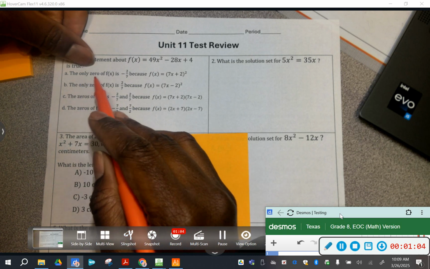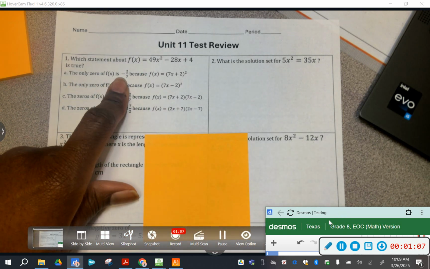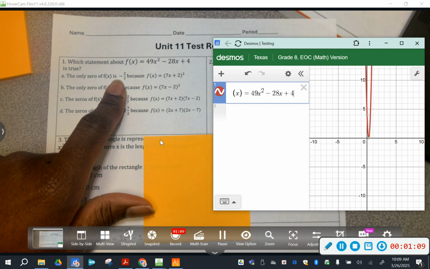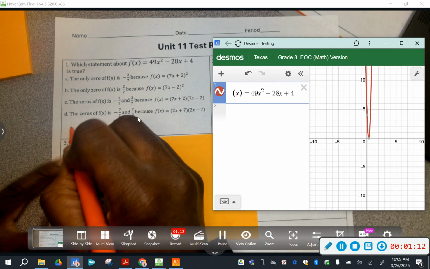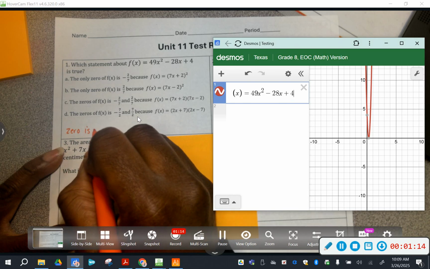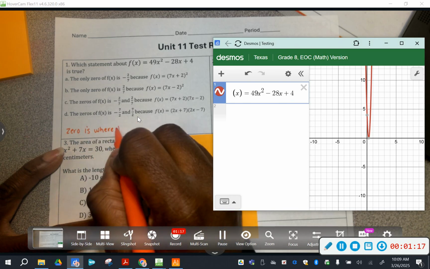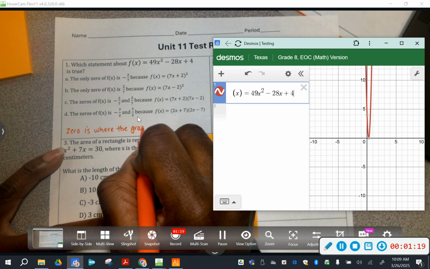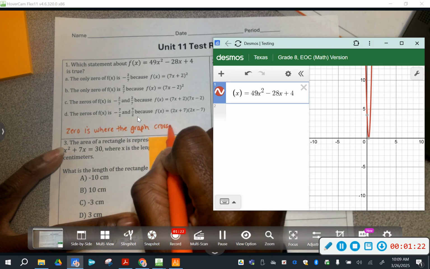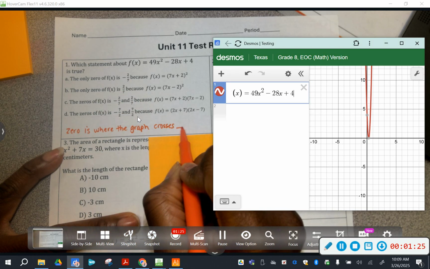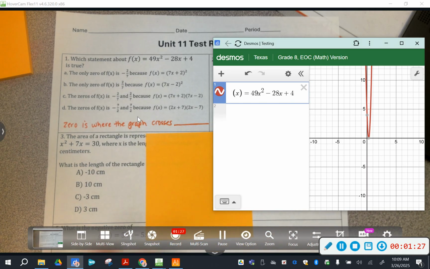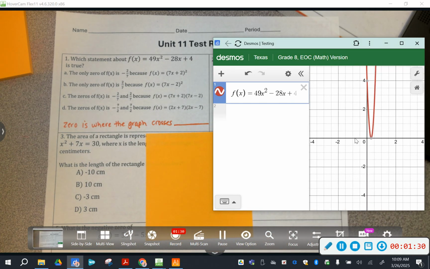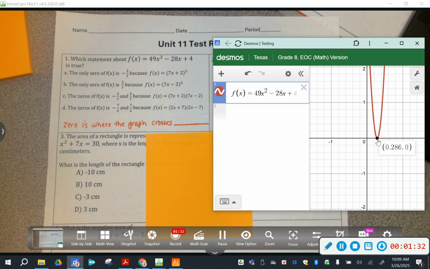Once you put that function in, it starts to ask you what's true or false. It says the only zero of f of x is negative 2 over 7. Well, let's look at what the zero actually is. Wait, do you know what a zero is? The zero is where the graph crosses the what? You need to know this before you can know what it's talking about. So if you know where the zero is, then you can zoom in to see where that zero is. Notice it's giving me a decimal, a rounded decimal. I know it's positive. So if the zero is positive, then you can eliminate.